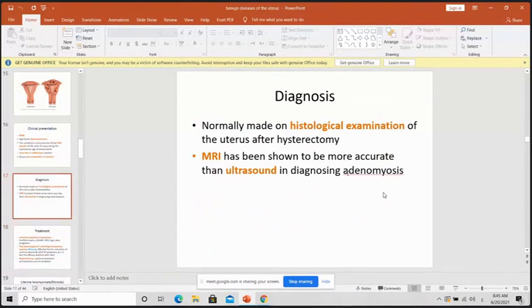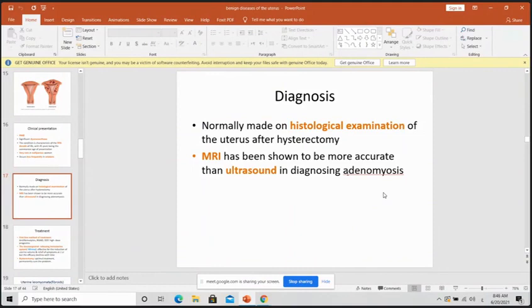What about the diagnosis? The definitive diagnosis will be by histological examination of the uterus after hysterectomy. ليش؟ لأن إحنا قلنا there should be an endometrial gland and a stroma present within the myometrial tissue in order to establish the diagnosis. Therefore, the definitive diagnosis is made after histological examination of a uterus following hysterectomy.